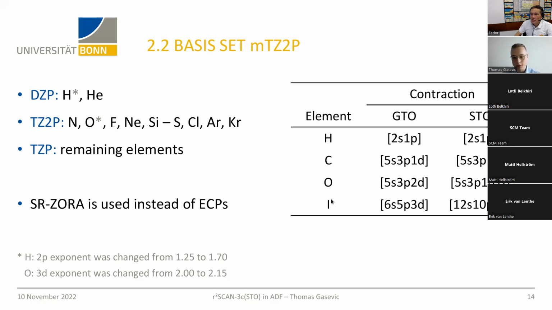And now also for heavier elements, I wanted to show you the contraction scheme since there are a lot more basis functions available for STOs. The reason for that is that we now use an explicit relativistic treatment, so we need an all-electron basis set. Per default, we use scalar relativistic ZORA with the STO approach, which is then used instead of the effective core potentials used in the GTO approach.